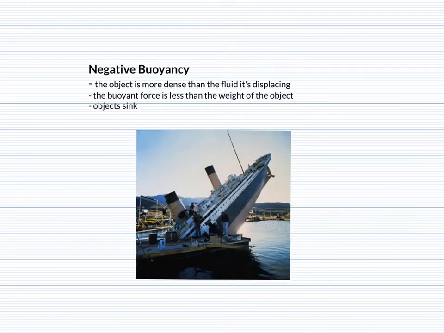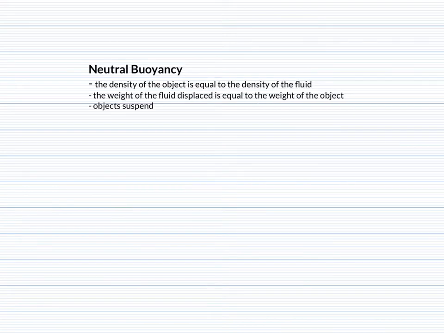If you think about it, this is how boats sink. The buoyant force can no longer hold up a boat if the boat is filling up with water, causing it to become more dense. Last but not least, we have neutral buoyancy. This is where the density of the object is equal to the density of the fluid displaced. The weight of the fluid displaced is equal to the weight of the object, just like positive buoyancy. But in this case, we don't have floating, we have suspended objects.